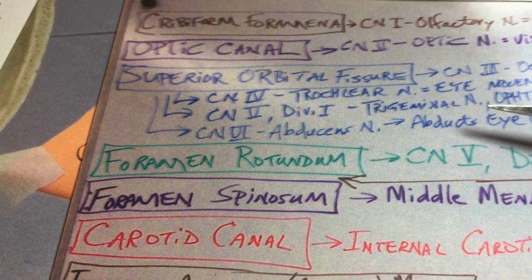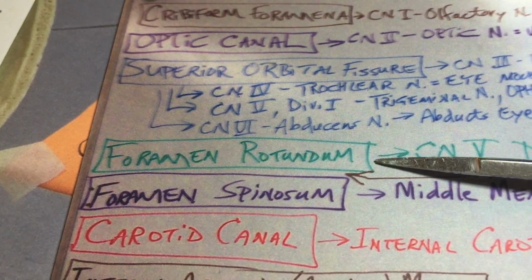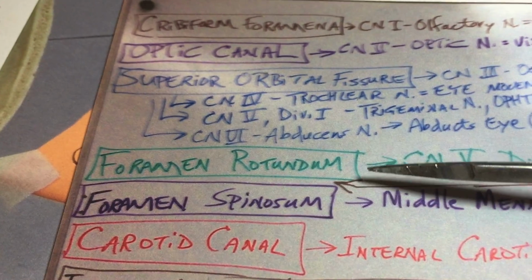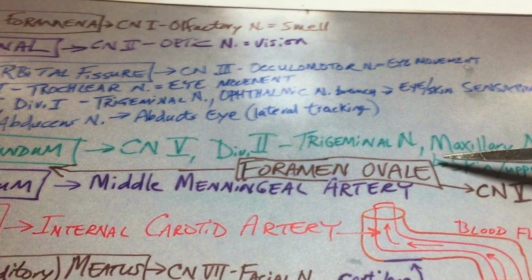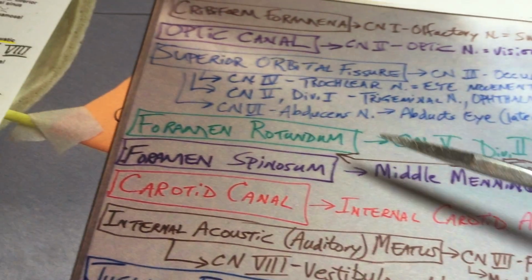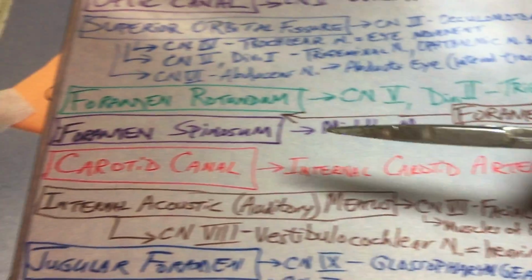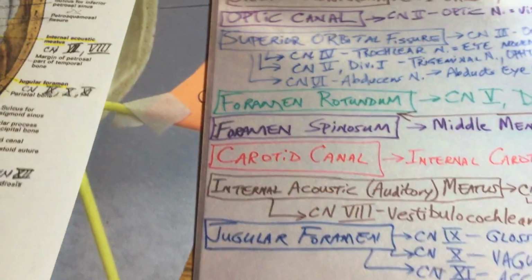Here we are at part 2 of the openings of the skull, and I'm taking 3 in a row here, beginning with the Foramen Rotundum. I like to do these 3: Foramen Ovale, and then Foramen Spinosum. Rotundum, Ovale, Spinosum, because they kind of appear together right here. Let's take a look.